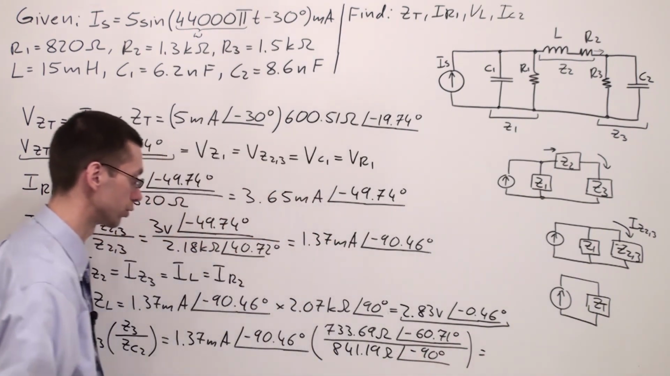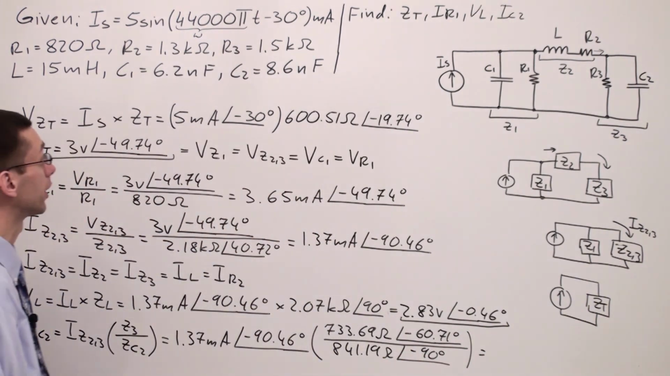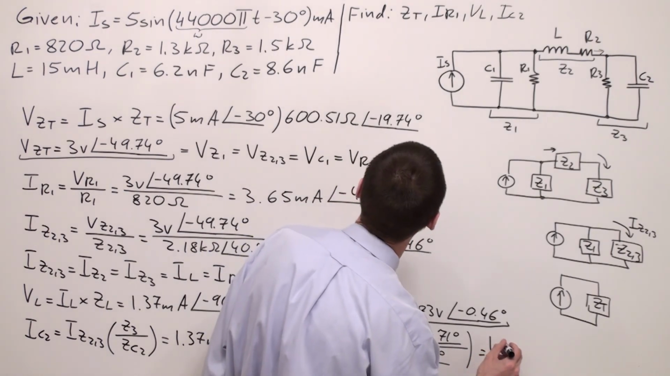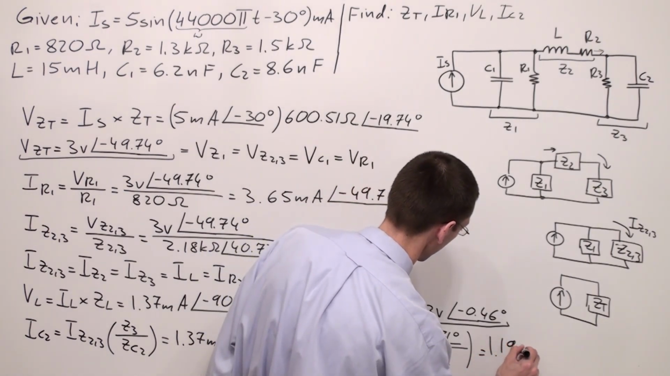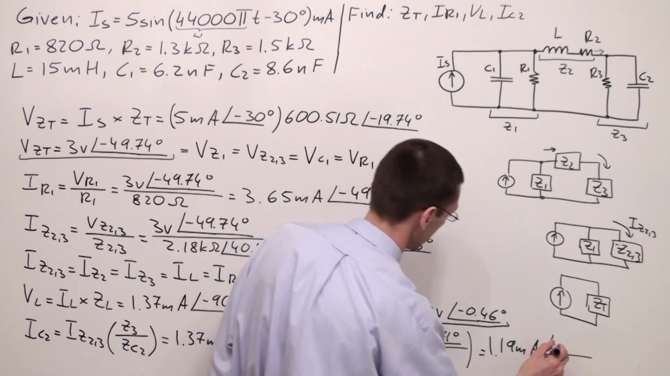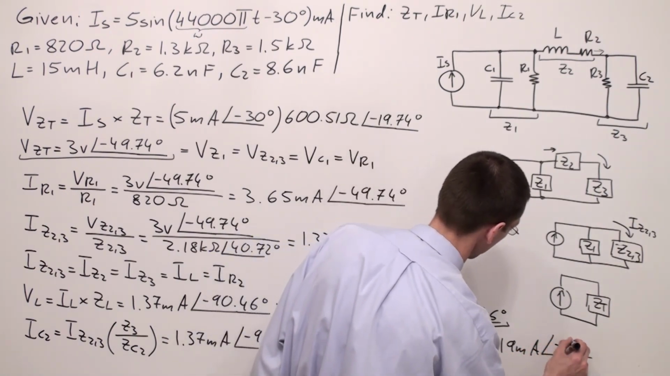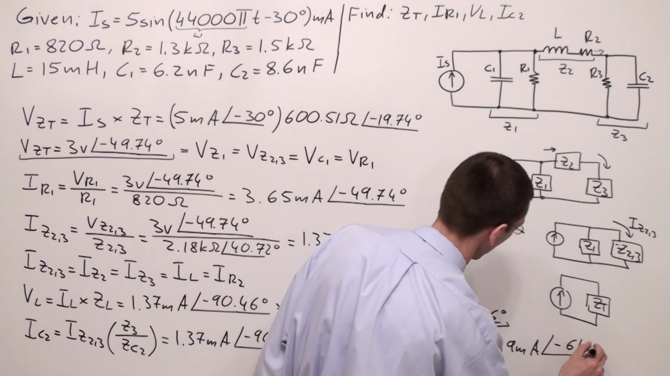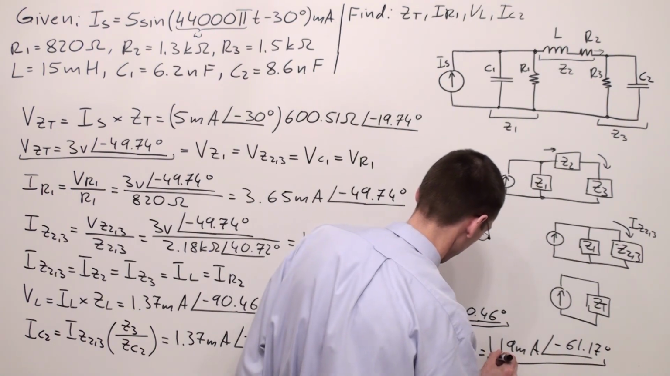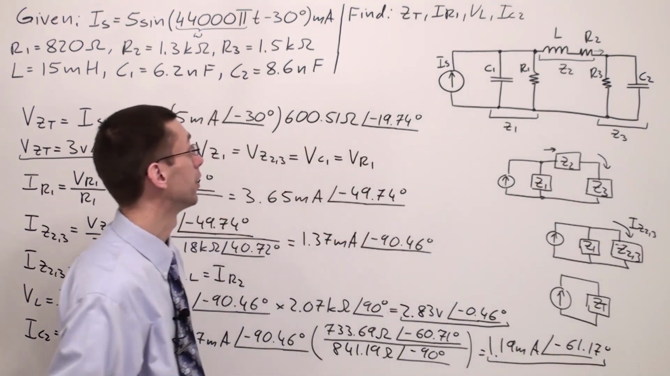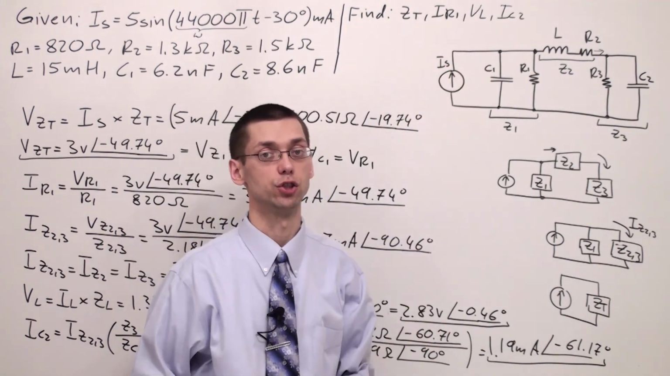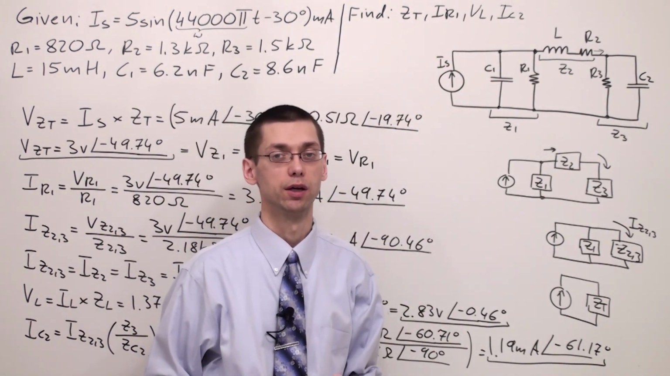Plug in these values into the calculator and you're supposed to get IC2 equal 1.19 milliamps and angle of negative 61.17 degrees. Okay, so we found Z total, IR1, VL, and IC2. So we can say that the problem is solved.